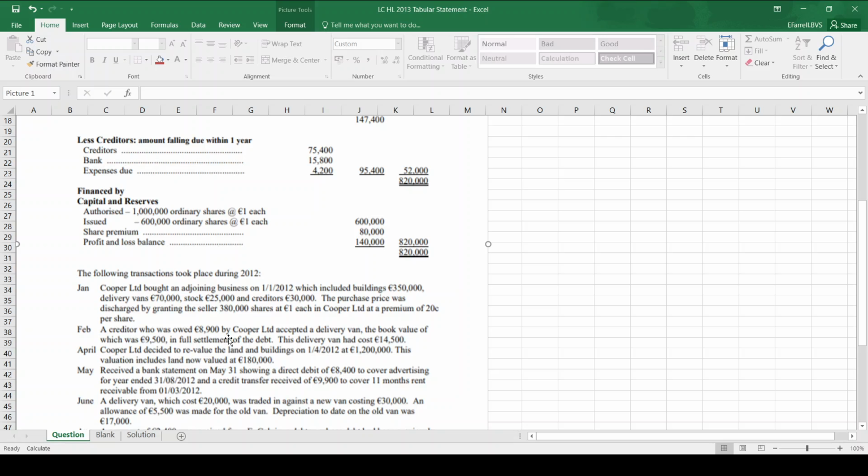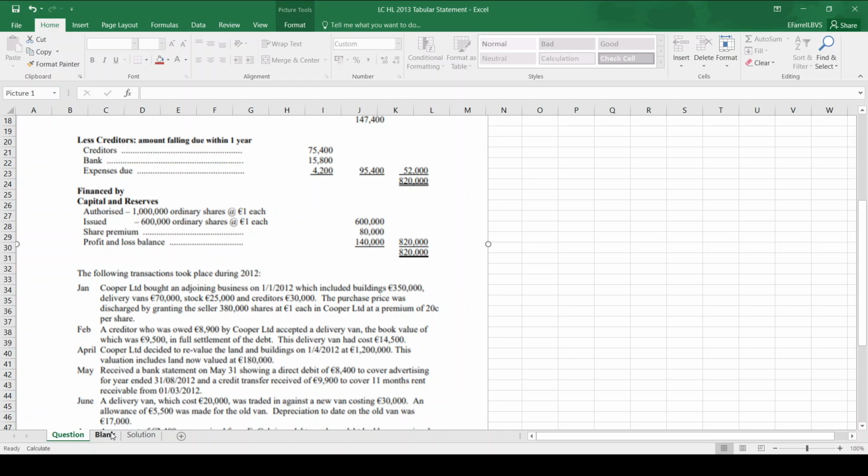In February, there was a creditor. So we owed a creditor 8,900 and they accepted a van, the book value of which was 9,500 in full settlement of the debt. So we have a loss of 600 because we owed them 8,900 and we gave them a van which is worth 9,500. So we're down 600. And this delivery van had cost 14,500 when we bought it.